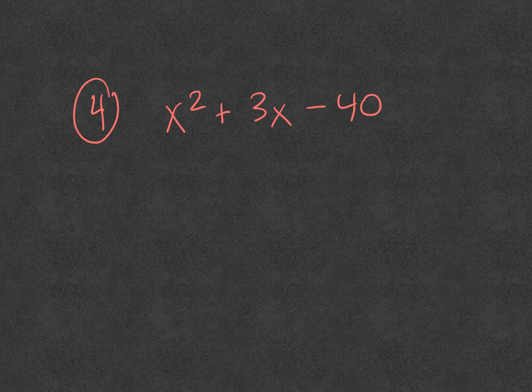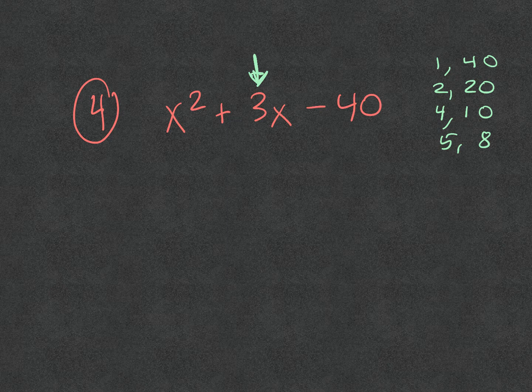So I'm going to start with my first steps: 1 and 40, 2 and 20, 3 doesn't go into 40, 4 and 10, 5 and 8. Okay, now here's the thing. When you get to a bigger number, you might not bother to write everything down because you're already thinking ahead and you're saying, well, I know 5 and 8 make 3. So if 5 and 8 are going to make 3, how are they going to make 3? They're going to make 3 by doing a positive 8 and a negative 5.